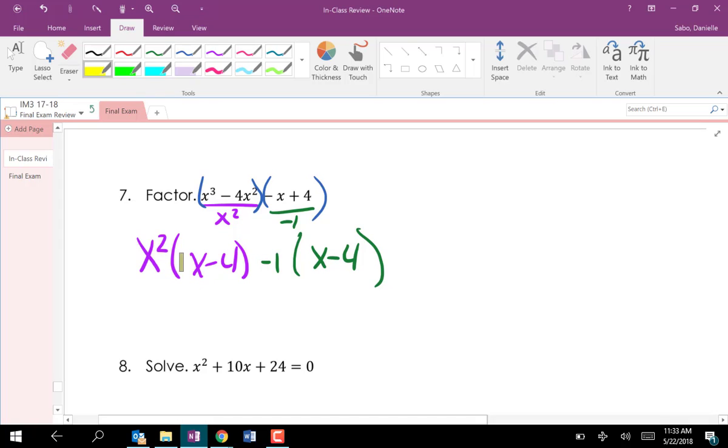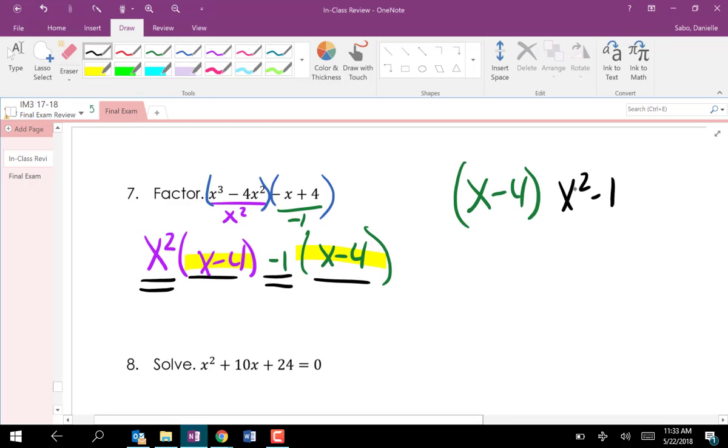Now look, these are the same. So I'm going to write them out. X minus 4 is pulled out. It's like it's the GCF. And then I'm going to circle, or maybe underline, double underline, if you want to underline this piece since you don't have a highlighter. I have x squared minus 1.